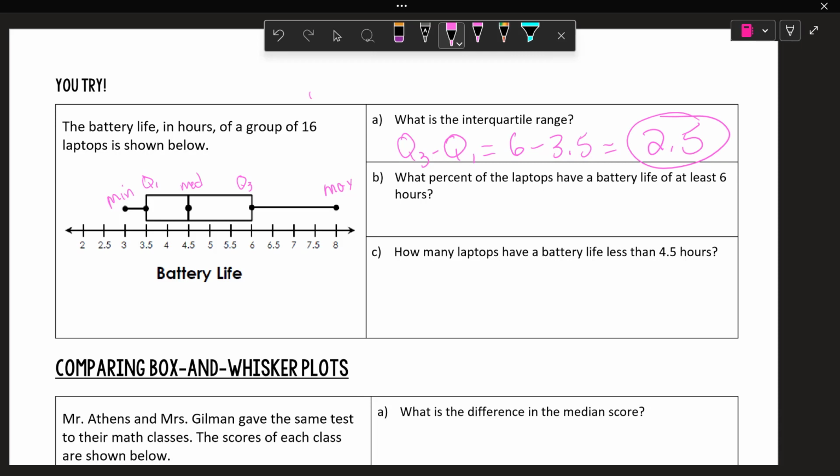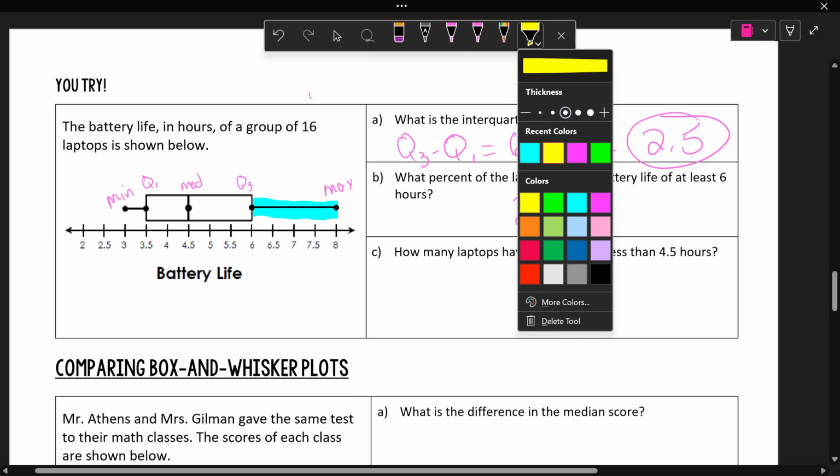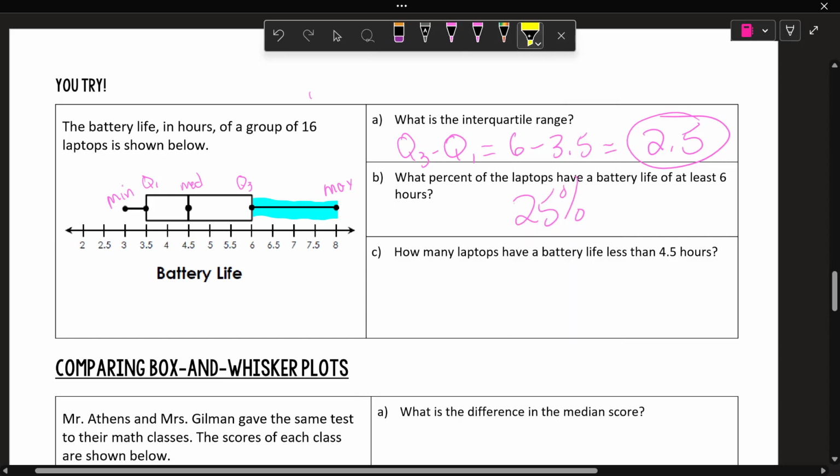What percent of laptops have a battery life of at least 6 hours? So that's 6 hours and more. So that's from here to here. Now how many sections is that of our 4 sections in our box plot? Well, just one. One section is 25%. Now, how many laptops have a battery life less than 4.5 hours? So that's here down. And how many sections is that? Well, 2, so it's 50%.